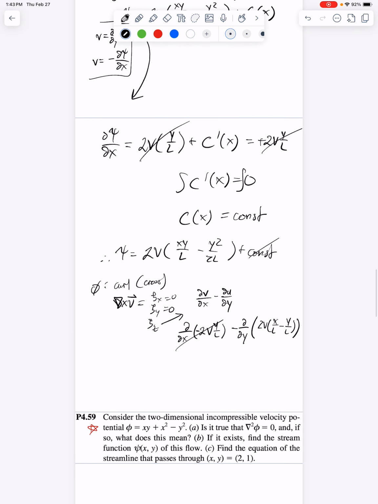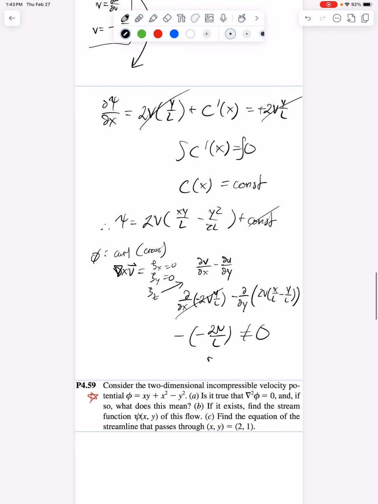We see that this term cancels out, but the remaining term, we actually obtain negative 2v over L. This is not equal to 0. Therefore, we are working with a rotational flow field. And once again, we see that psi does not exist. Any questions on that flow field?